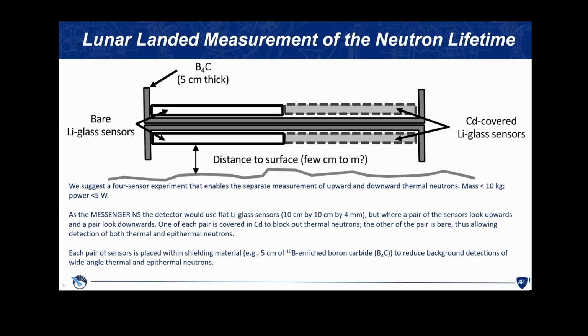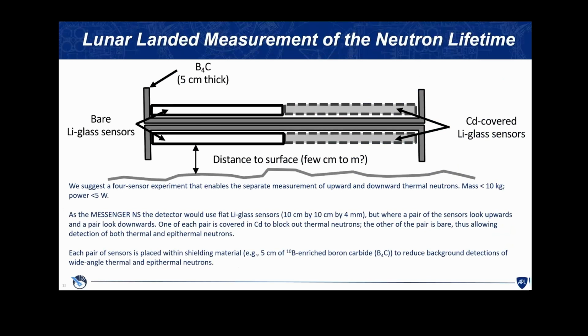The idea behind this design is to maximize the useful area by using flat lithium glass neutron sensors. We'd have two pairs of those, one looking down and one looking up. The reason you want them in pairs is that you're trying to measure the thermal neutron flux, and the sensors are sensitive to both thermal and higher energy epithermal neutrons. So you have to wrap one of the pair in cadmium in order to prevent the transmission of thermal neutrons, and then you get the thermal neutron count rate by looking at the difference between the two.